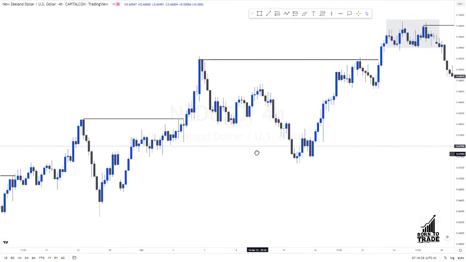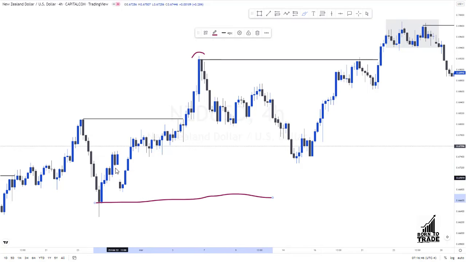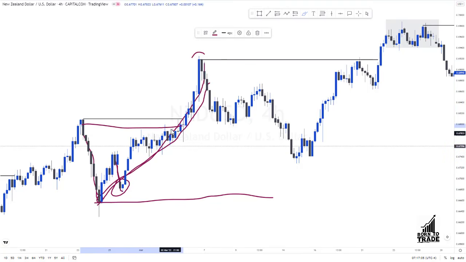So let me shift it here. So here is the minor pullback I was talking about. Minor structures that broke this structure, that broke this high here. So when price broke the high, we got a new high, making here our higher low. Someone might ask me, why didn't I choose this low here as our higher low? This wasn't the low that caused the move. This was the low that initiated this move. This low initiated the move that broke this structure we are seeing here.